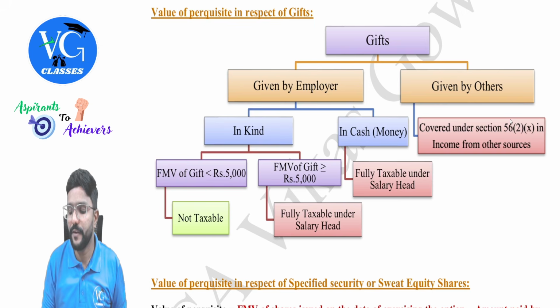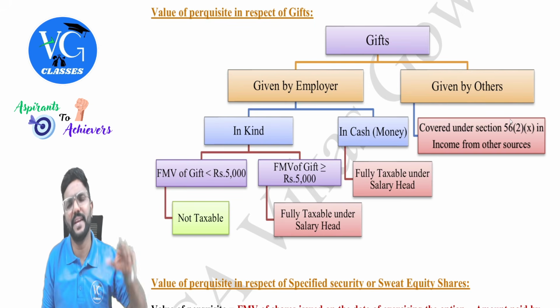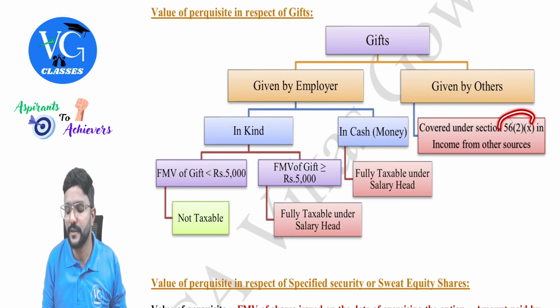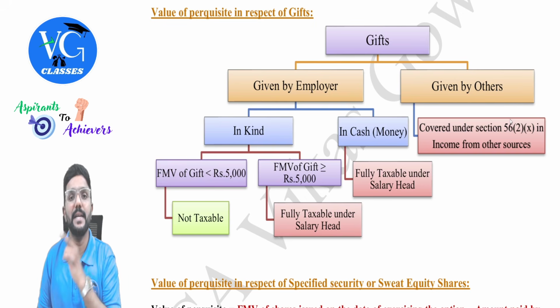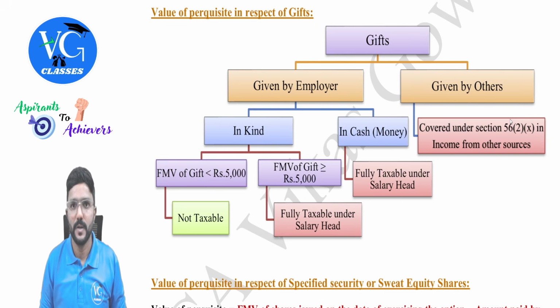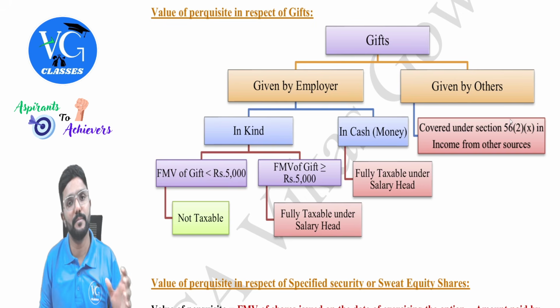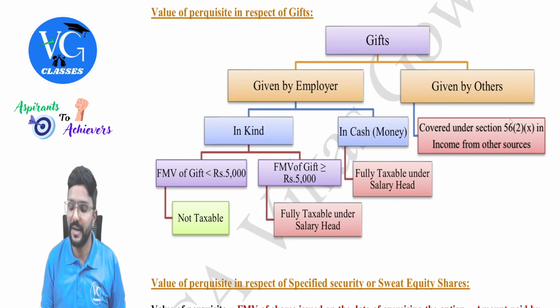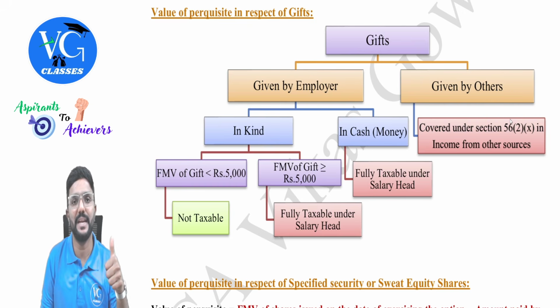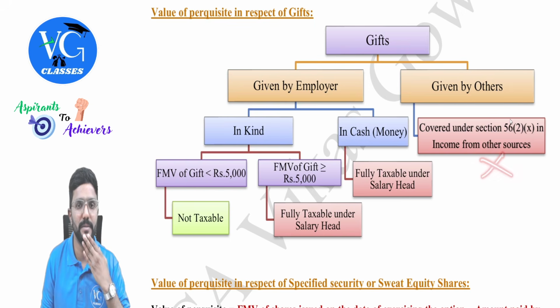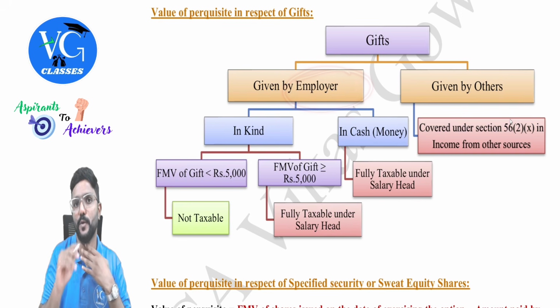Sir, what if the gift is given by others, not by my employer, anyone else? Then we need to check section 56(2)(x), guys, which is covered under the head income from other sources. Got it? There, if the value of the gift is more than 50,000, then it will be taxable in the hands of the recipient, but under the head other sources. But this section has some exceptions. For example, a gift received from a relative or on the occasion of marriage, irrespective of the value, will not be taxable. But such exceptions are not applicable if the gift is given by the employer.